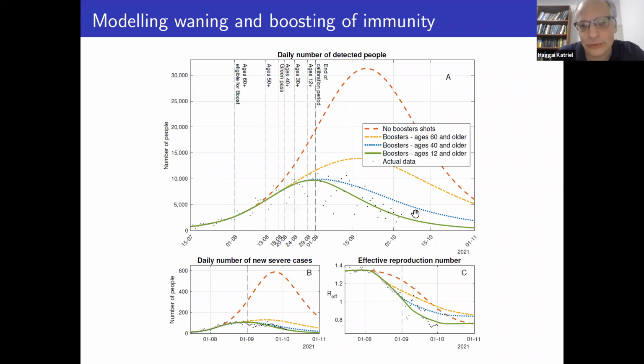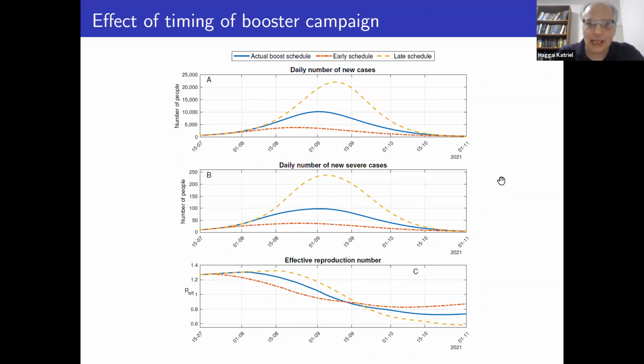We can also check what would have happened. There was a lot of discussion in the UK about age groups, who to give boosters to. We can see that if we had vaccinated only the 60 plus group, then we still would have had a very nice effect from this booster campaign. But if you vaccinate more, then you get better results.